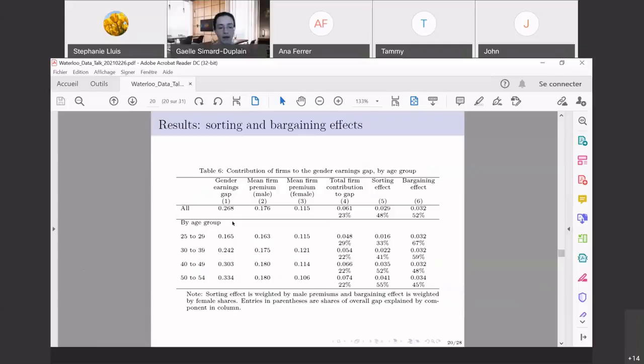Column 1 is the gender earnings gap. You can see it's roughly 27%. And then we have the mean firm premium for men. If you remember the slide that I showed you, the firm contribution equals the average firm premium for men minus the average firm premium for women. You have those two values here. And that difference, which is the total firm contribution to the gap, is here. So this is the first thing that we're interested in. And it's about 6%.